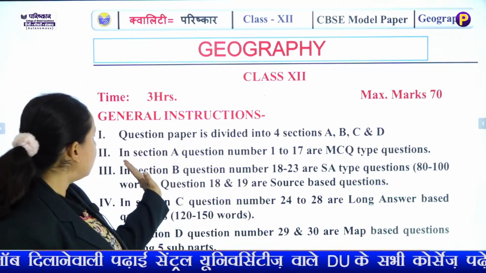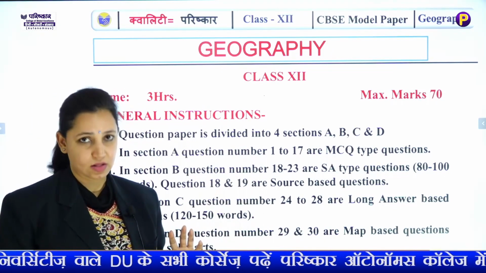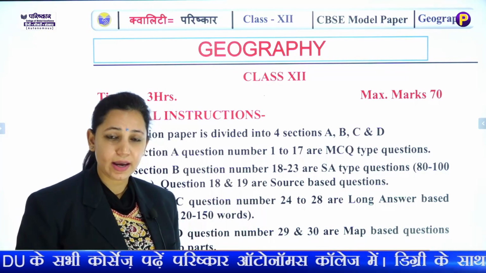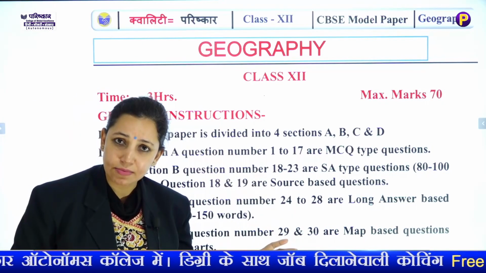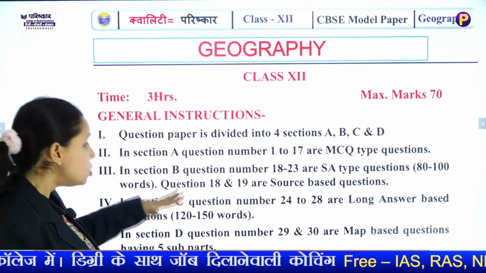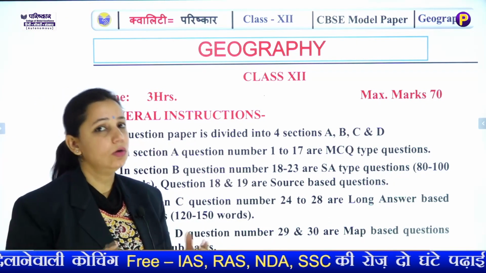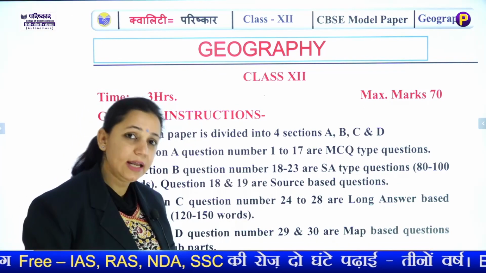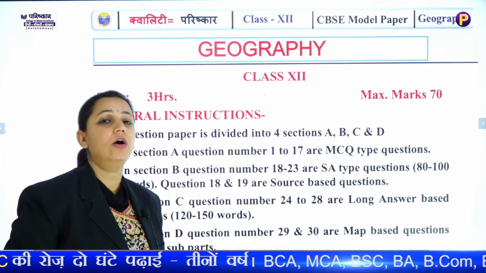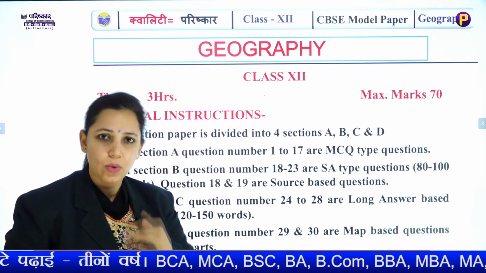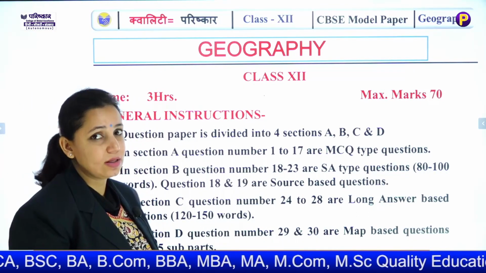Section A, which comprises questions 1 to 17, is MCQ based. Multiple choice questions will be in your section A. Section B will have short answer type questions, section C comprises long answer type questions, and section D, as you all know you are geography students, will comprise map based questions. So this is how your whole question paper is divided. Now let's begin with our section A, multiple choice questions.